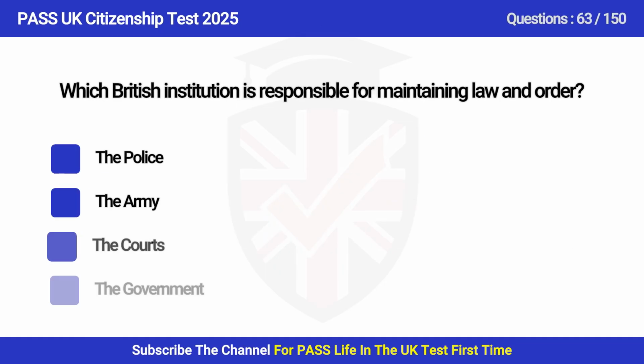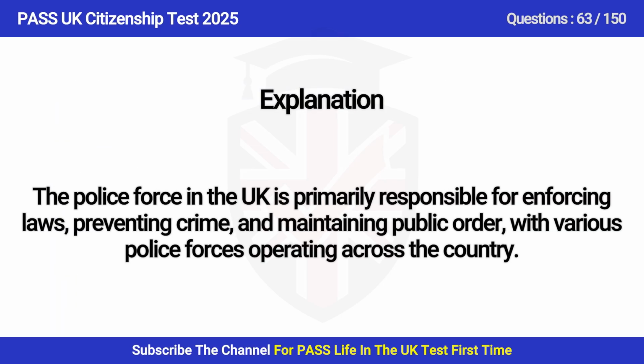Question 63. Which British institution is responsible for maintaining law and order? A. The police, B. The army, C. The courts, D. The government. Answer is A. The police. The police force in the UK is primarily responsible for enforcing laws, preventing crime and maintaining public order, with various police forces operating across the country.